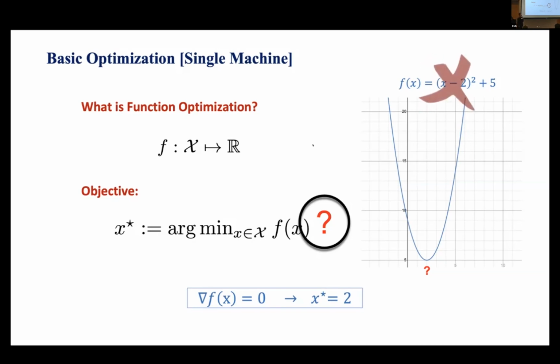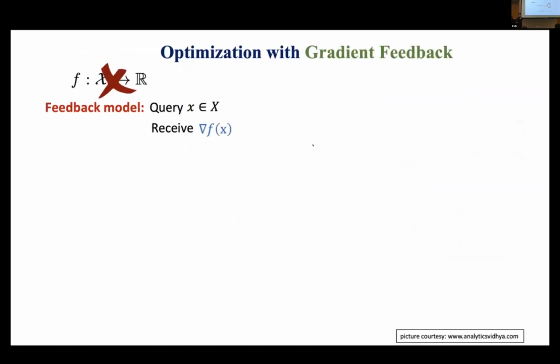But what if I don't tell you the function? You don't know the function. That's essentially the loss function, which depends on the distribution of the patient it is being drawn from. I don't tell you this. How do you do that? Well, I need to tell you something. Suppose you can query any point in the domain of the function, and I give you the gradient of the function at the point you have queried.